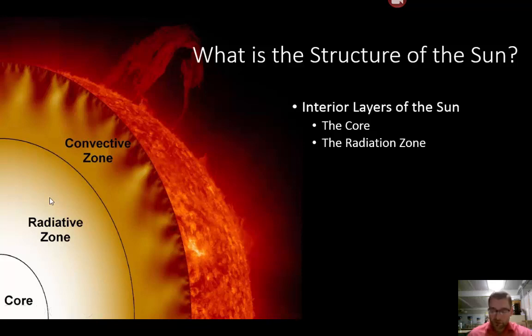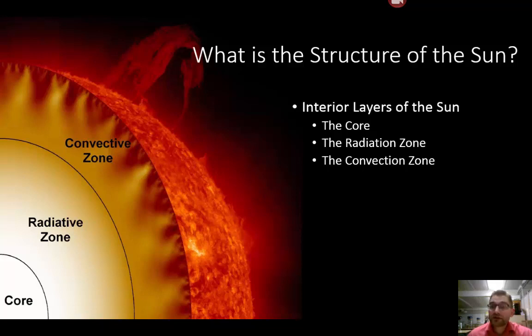Finally, the convective zone. The convection zone is the outermost layer of the sun's interior. Hot gases rise from the bottom of the convection zone and gradually cool as they approach the top. Cooler gases sink, forming loops of gas that move energy toward the sun's surface.